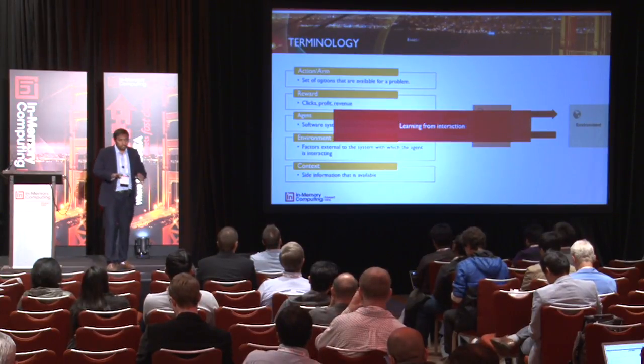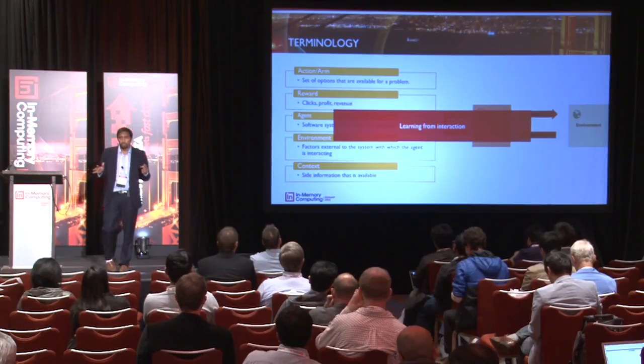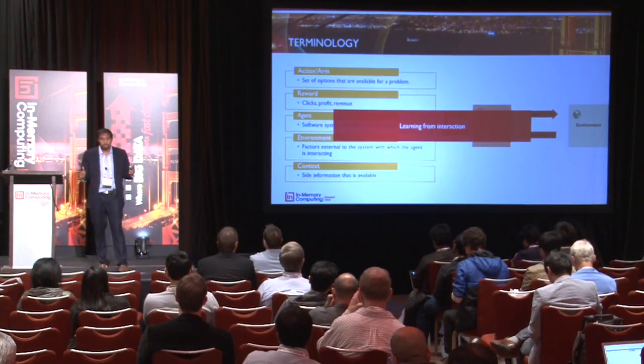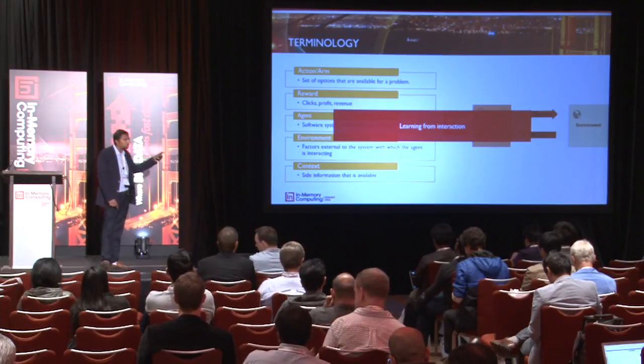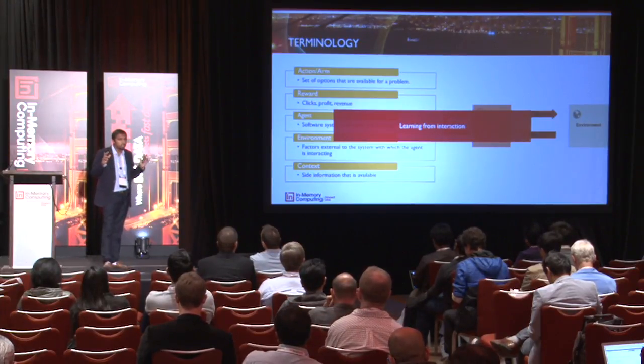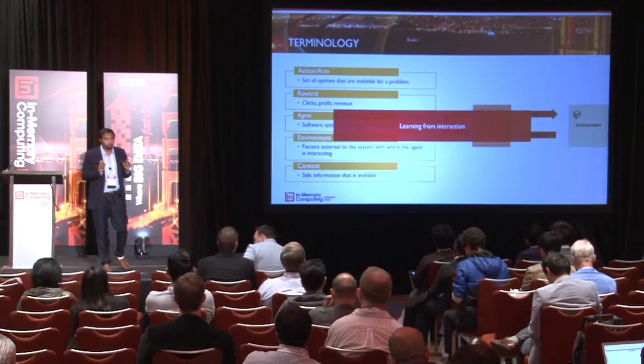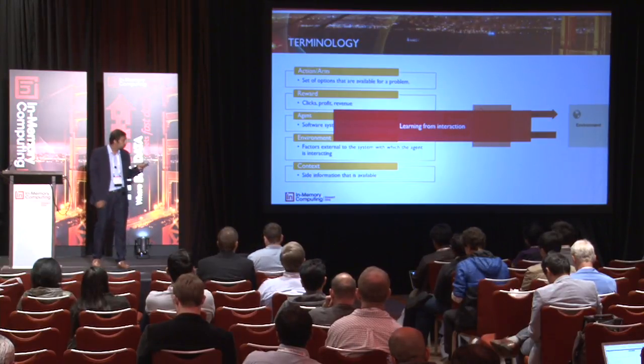So we'll be looking at the general set of problems which we call learning from interaction. If you think of learning from interaction, there is the interaction that's happening, and then we are learning from it. So streaming becomes an important aspect of these kinds of decision-making problems.